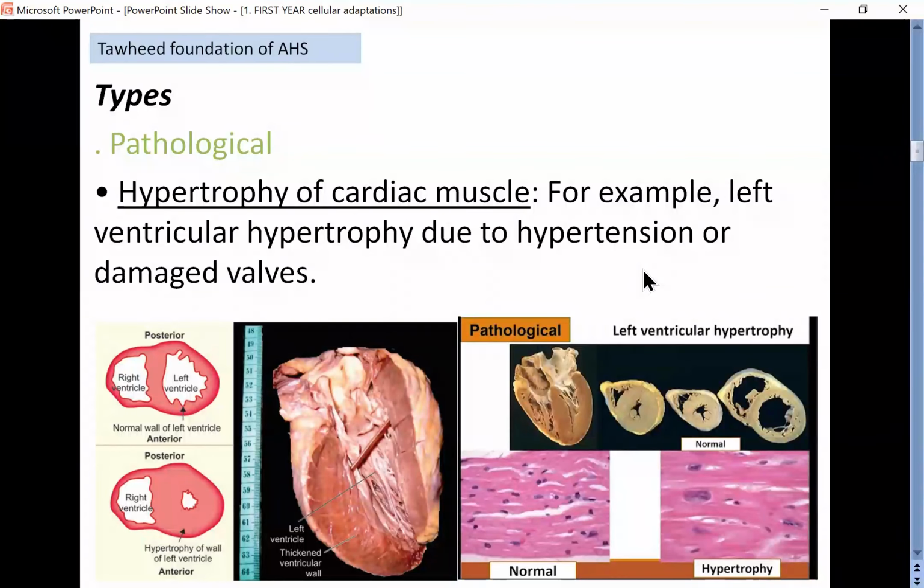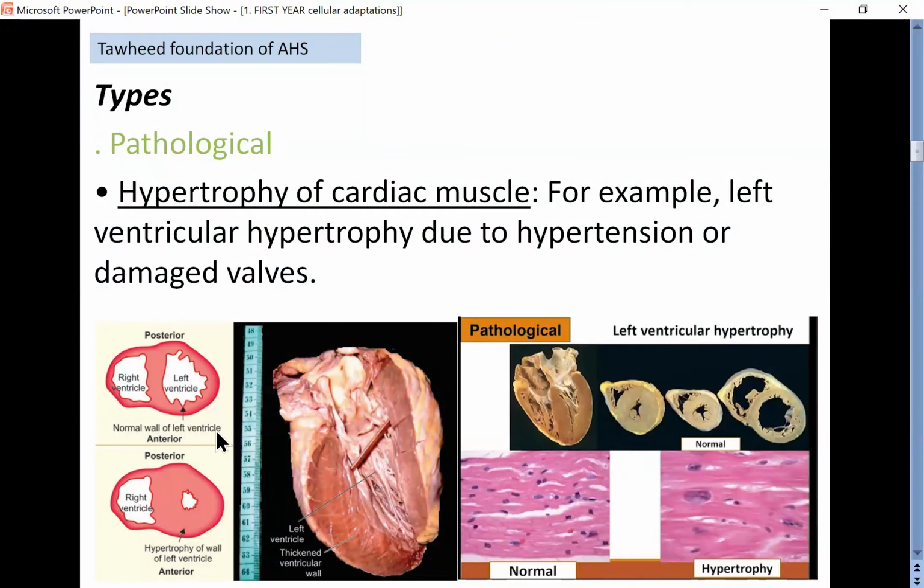So if you see a condition called left ventricular hypertrophy. So in left ventricular hypertrophy, this is the heart. This is the cut section of the heart. If you see, you can see the left ventricle as well as the right ventricle. This is the anterior wall and this is the posterior wall of the heart. So if you see, this is a normal heart.